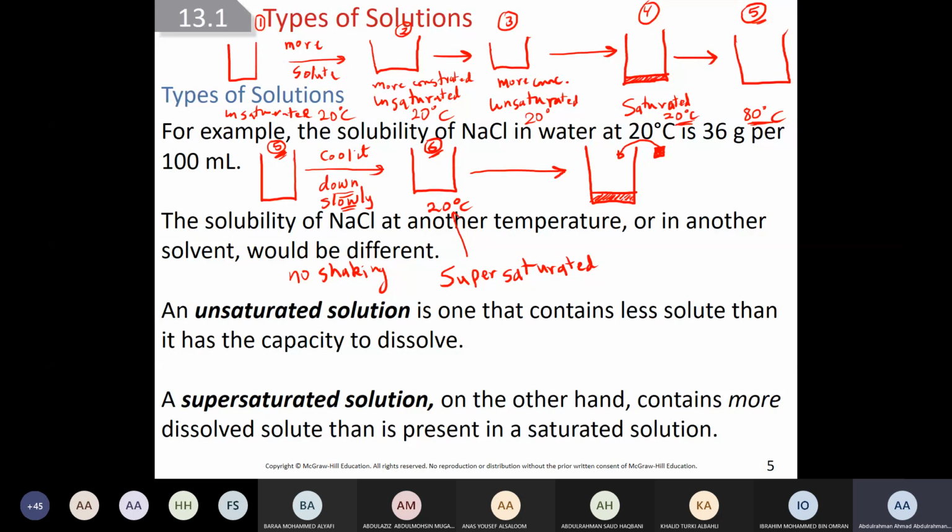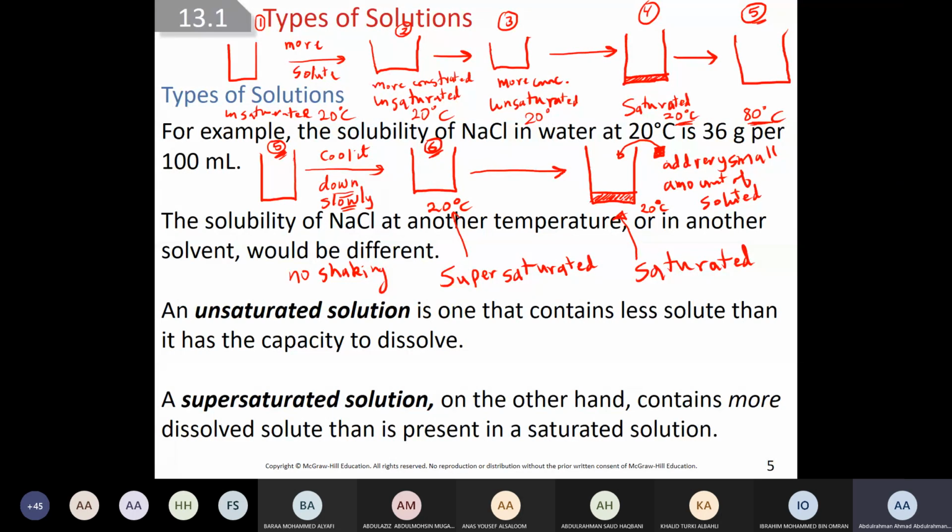If you add anything to it, a very small amount of solute, a lot will come. And now the solution becomes again what? This is at 20 degrees still. At 20 degrees C, it becomes now saturated. Is this clear?